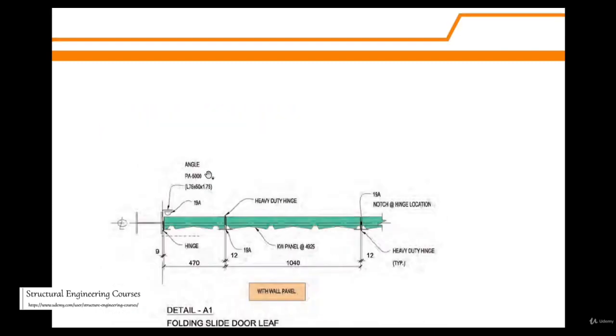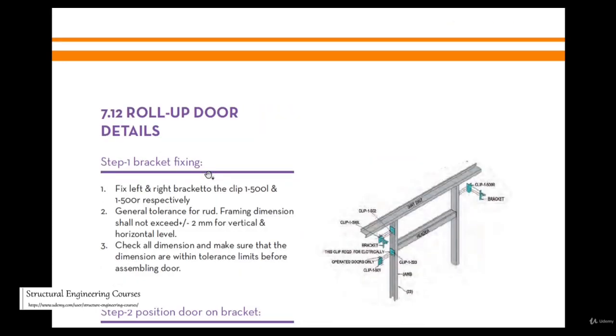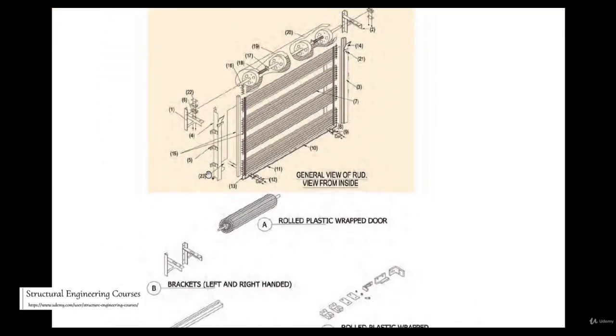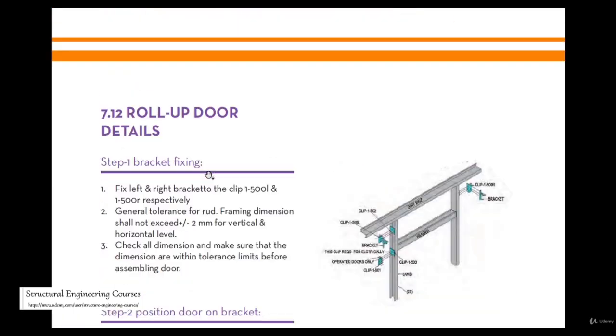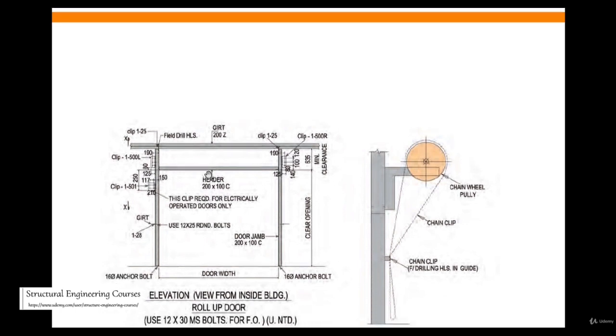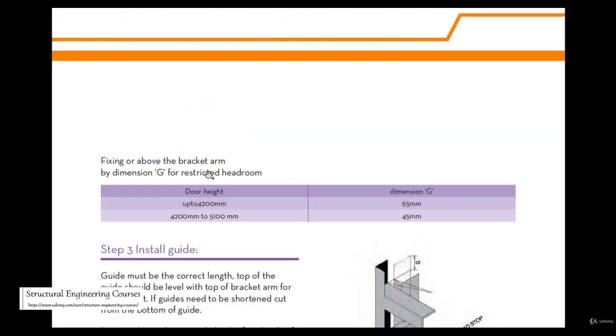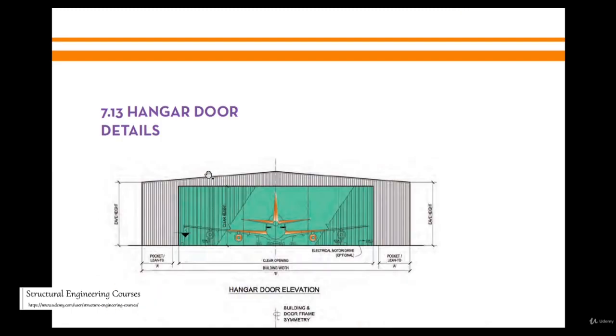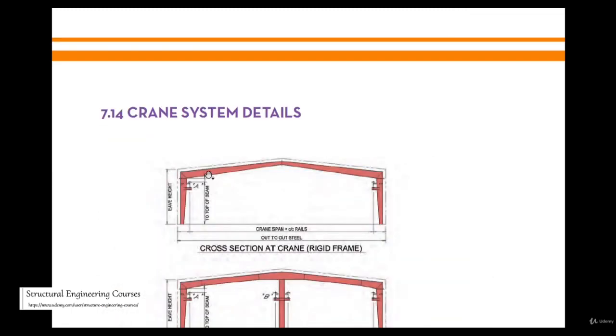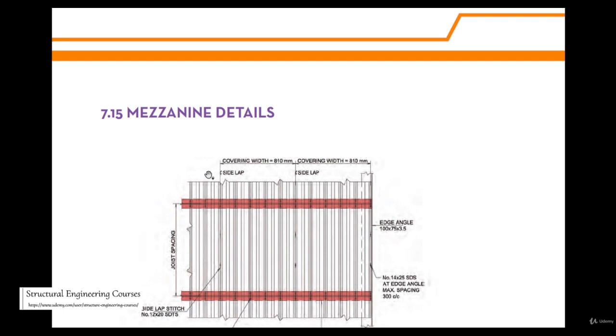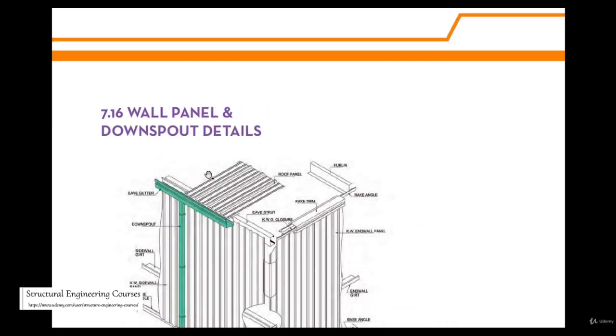double sliding door, double folding doors, roll up doors, also called rolling shutters. Here you can see this is a chain pulley arrangement with the help of which we can easily roll the shutter. Roll up door, hangar door details, crane system details, mezzanine details.